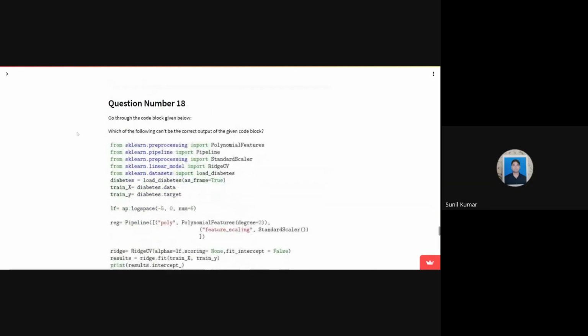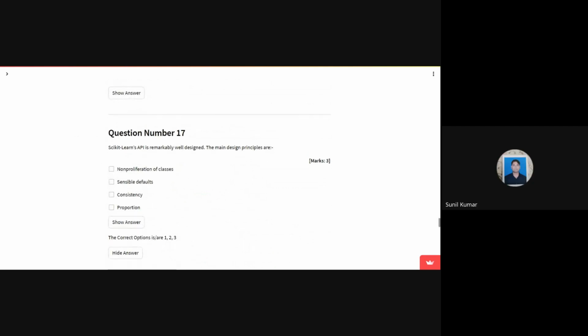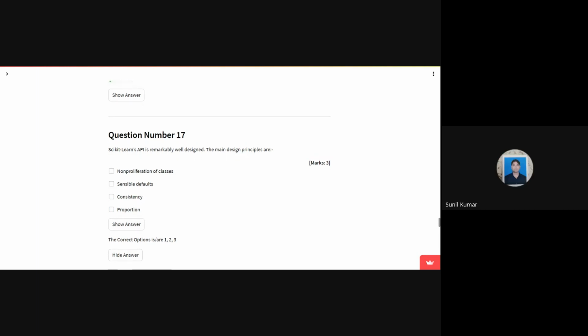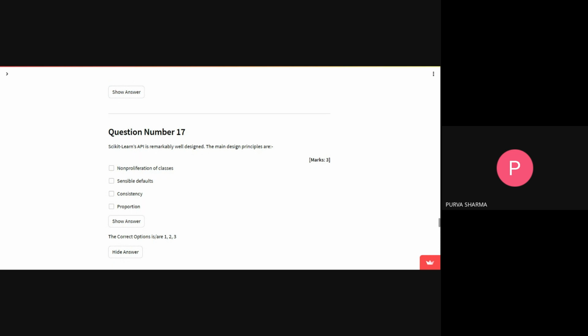And what is the last option, proportion? What does that mean? By proportion, I don't think that carries any meaning here. It is just to confuse. We can see that sensible default, consistency and non-proliferation are something we can think about. Nothing is mentioned about proportion. Proportion can be anything, so it does not carry any meaning here. Okay.